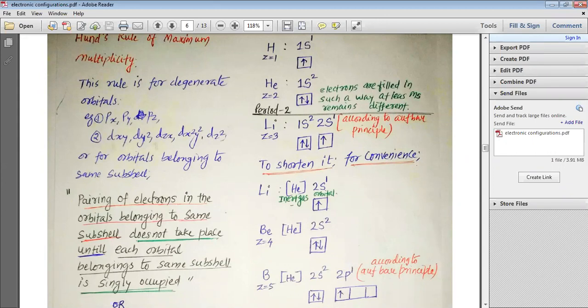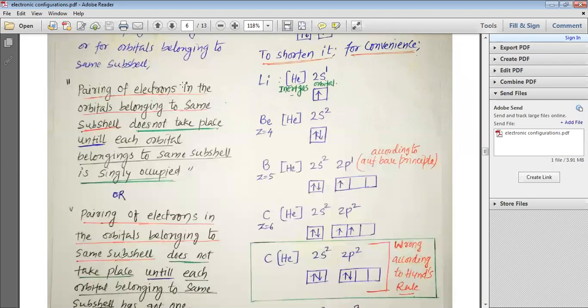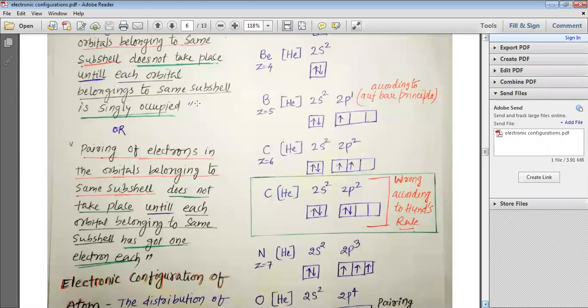pairing takes place into the orbital under particular conditions. Pairing of electrons in the orbitals belonging to the same subshell does not take place until each orbital belonging to the same subshell is singly occupied. In other words, my dear students, pairing of electrons in the orbitals belonging to the same subshell does not take place until each orbital belonging to the same subshell has got one electron each. So this is how we can easily understand pairing of electrons.